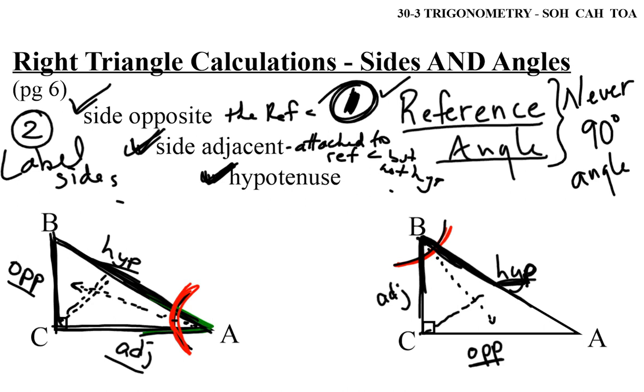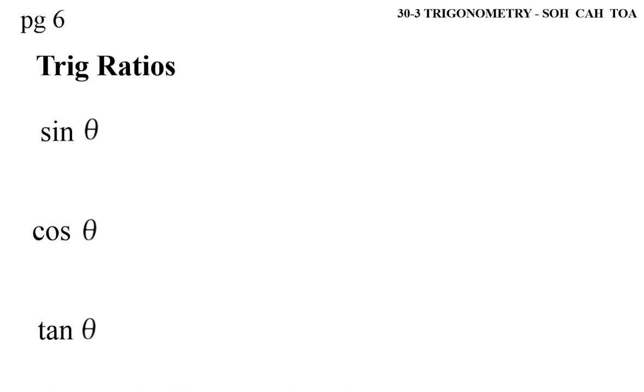So those two steps, you might think I'm taking too much time to do that, but if you can't label, you're in big trouble. So now we have the actual trig ratios. The trig ratios are what we use to find angles or sides. We have three trig ratios because there's three combinations that we can work with.